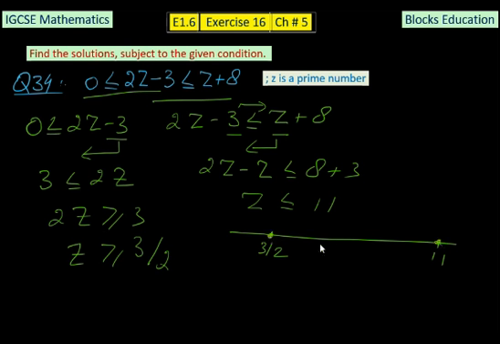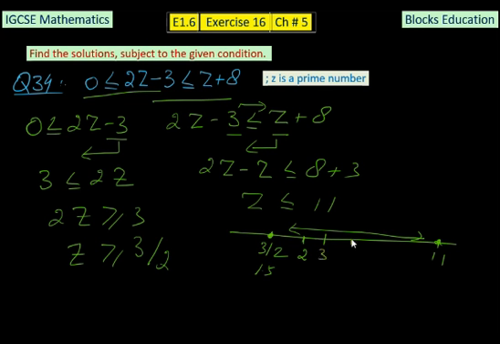It means our solution is squeezed between these two numbers, because z is greater than, so you move to the right side of 3 over 2, and z is less than 11, so you move to the left side of 11. So our solution is between 3 over 2, which is 1.5, and 11. Looking at the condition, z is a prime number, and because 3 over 2 is 1.5, the prime numbers start from 2. The next prime number, we know, is 3.